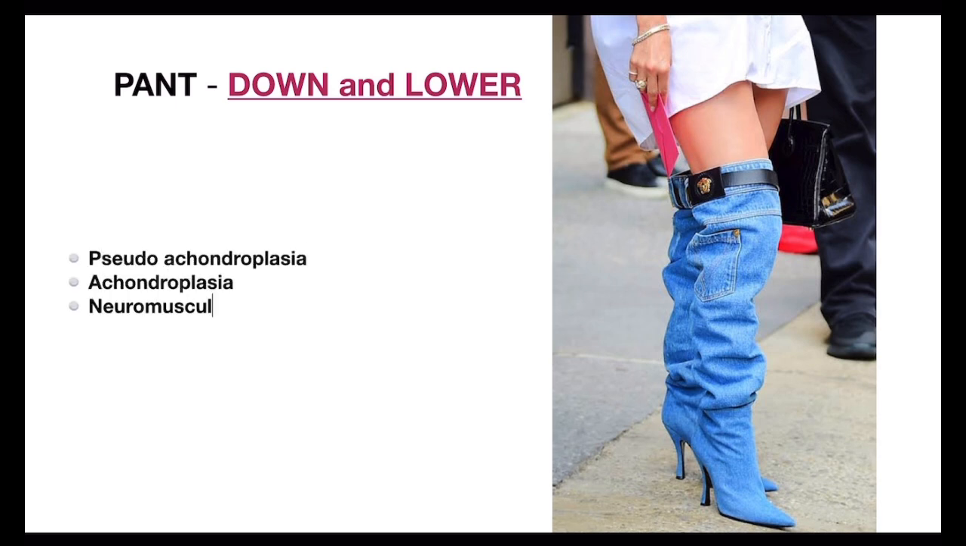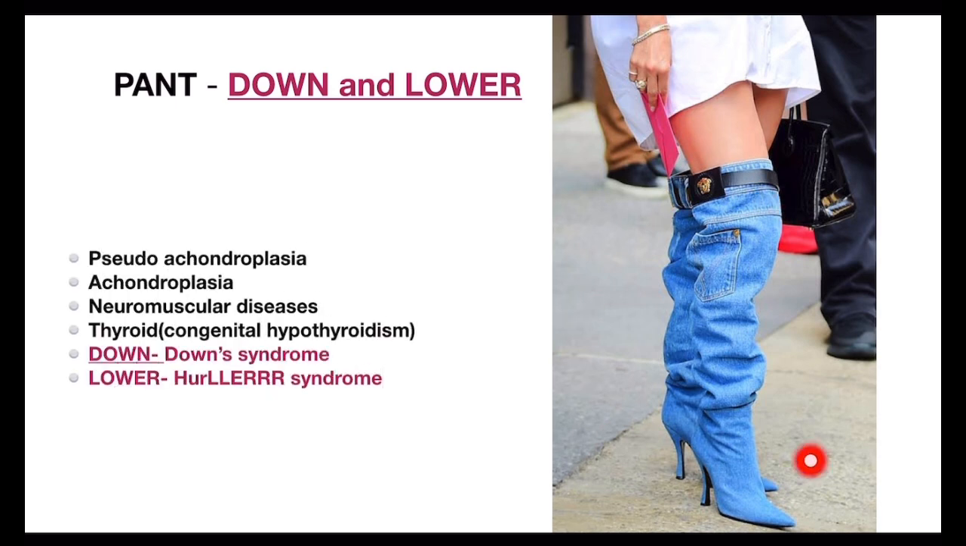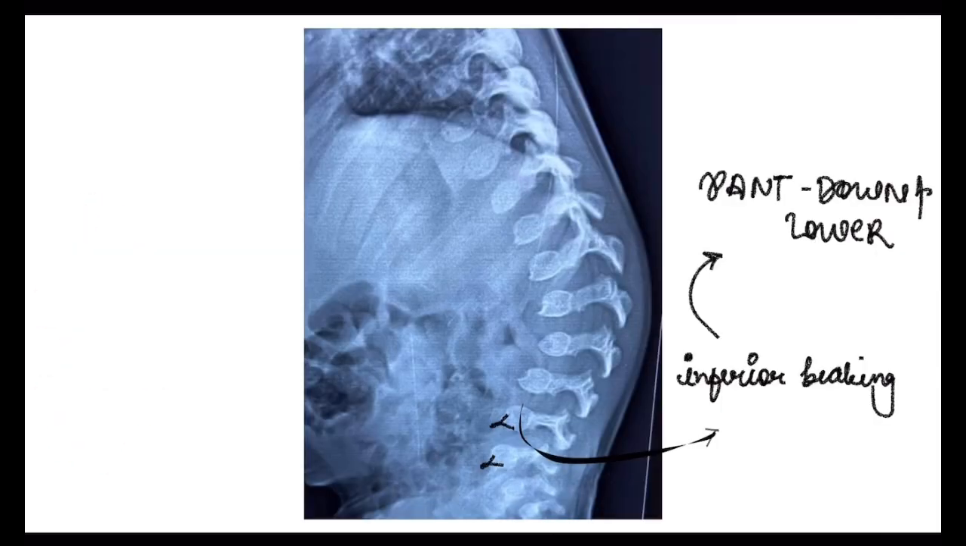Again, looking at the mnemonic: PANT, Down and Lower. Remember this picture and remember this mnemonic for anterior 1/3 of lower vertebral beaking. Now this is the x-ray of the anterior 1/3 beaking arising from lower parts of the vertebral bodies, also known as inferior beaking. So look, these vertebral bodies have inferior beaking, and the mnemonic, as we have already learnt, is PANT, Down and Lower.